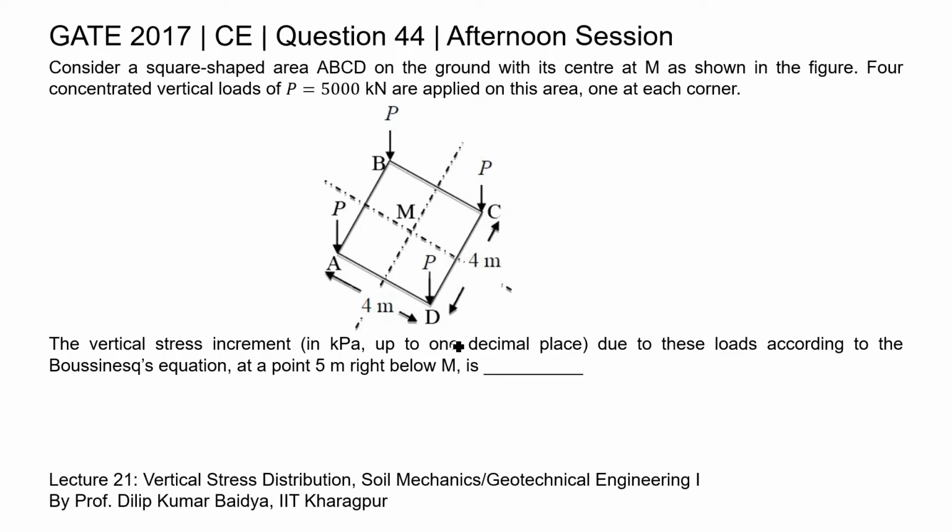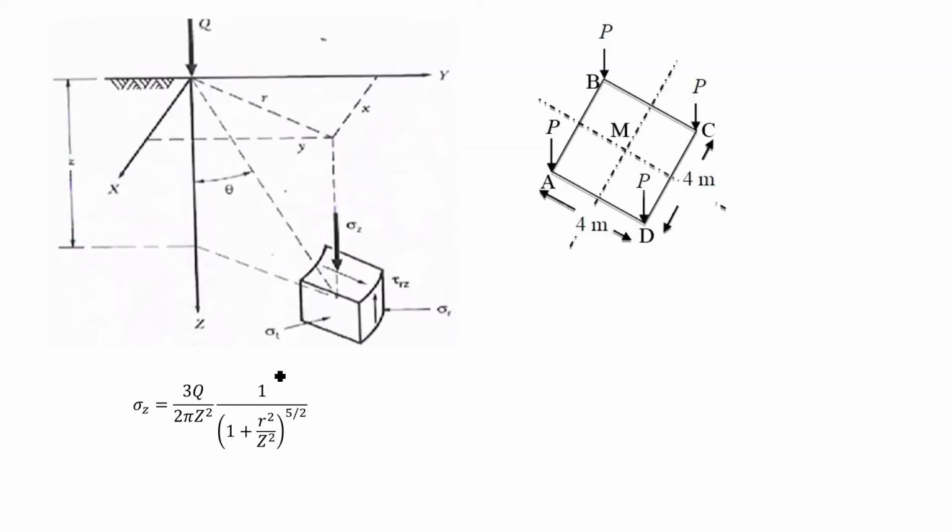So, we know the vertical stress due to a concentrated load at any point in the soil is given by the equation sigma z equal to 3Q by 2 pi z square into 1 by (1 plus r square by z square) to the power 5 by 2.